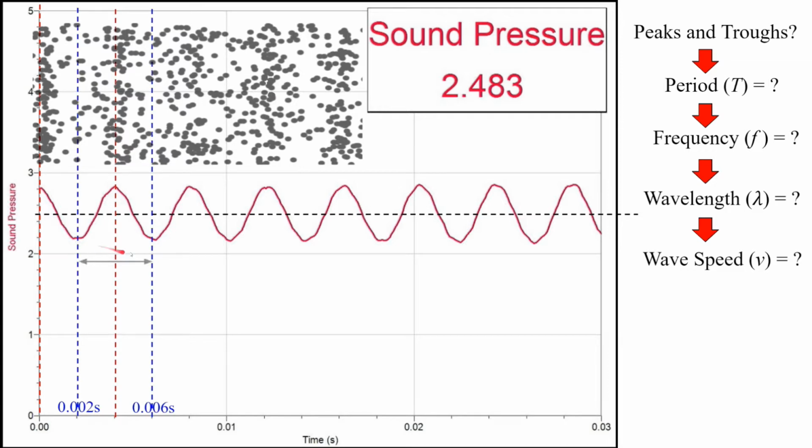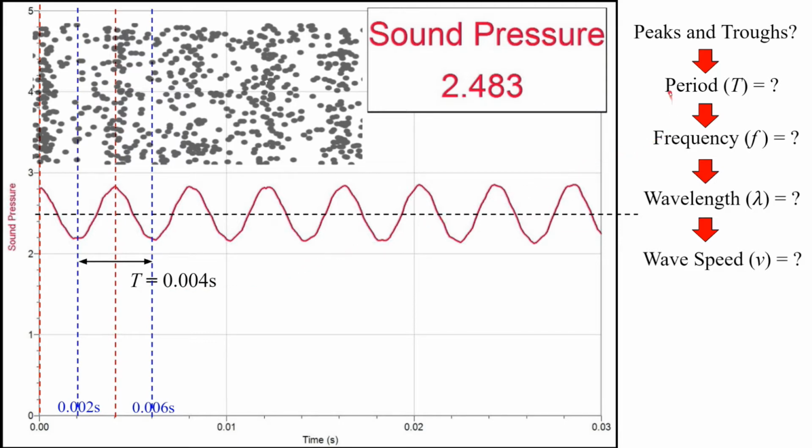That's our period. So this time right here, the difference between the time of one trough to another trough or the time of one peak to another peak, is known as the period. And remember, we use a capital T to represent that. So the period of oscillation is about 0.04 of a second.